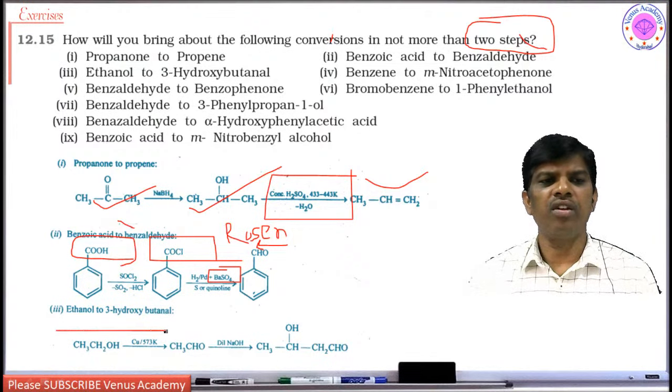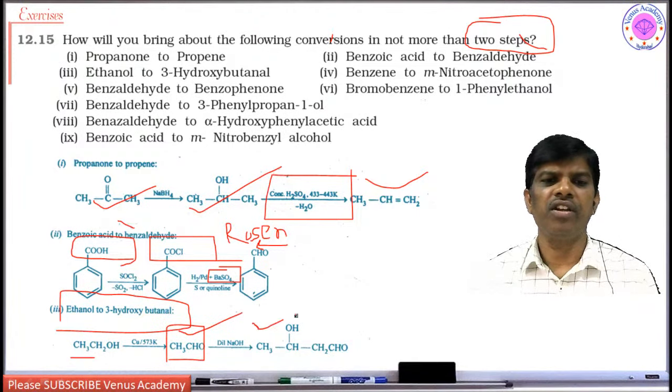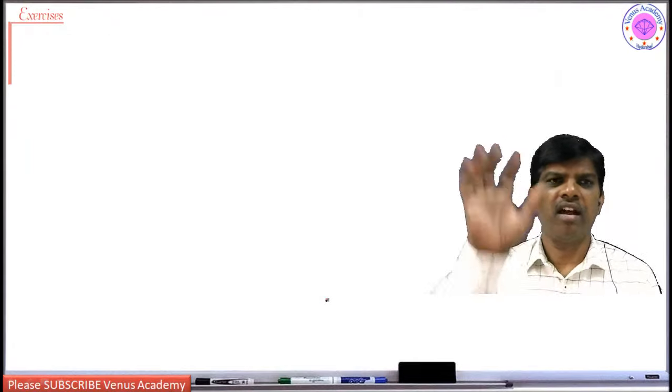Then ethanol to 3-hydroxybutanal. Ethanol and copper oxidation at 350 degrees centigrade. Alcohol vapors upon passing over a copper tube form aldehydes. I explained this during the preparation of aldehydes, right? So the copper tube is going to give acetaldehyde. Acetaldehyde upon aldol reaction is going to give the beta-hydroxy aldehyde.